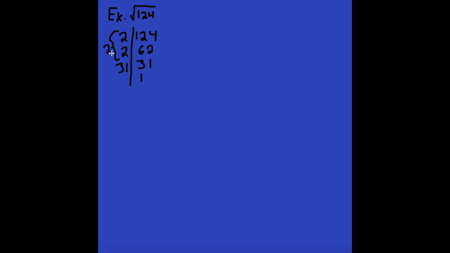Remember that if we have a duplicate of a number, we leave that number outside of the radical. Therefore, we keep 2 outside of the radical. 2 doesn't need a radical. However, if we do not have a duplicate of that number, we keep that number inside the radical. Therefore, 31 goes inside the radical. Our answer is 2 radical 31.